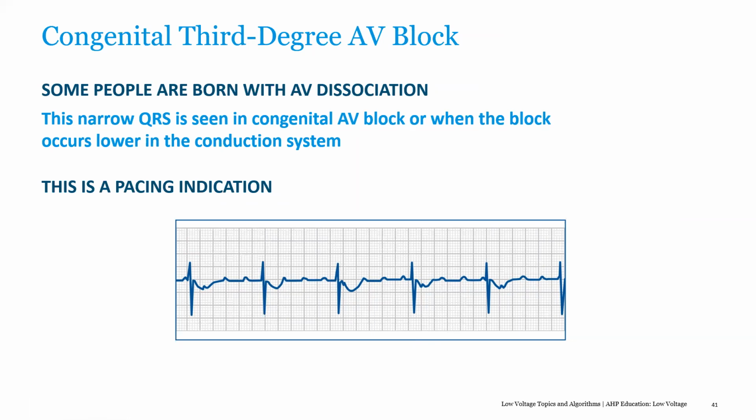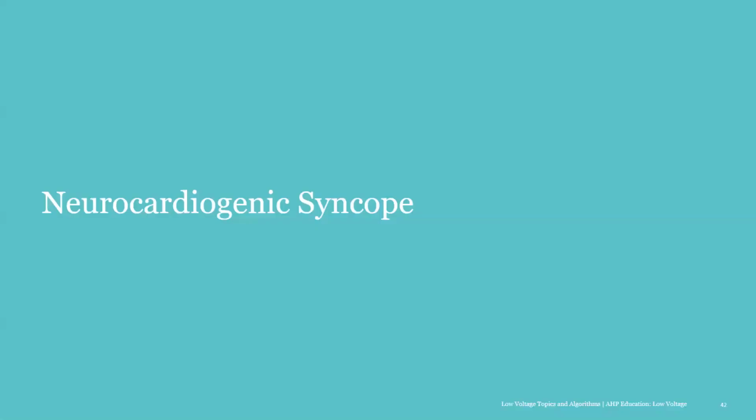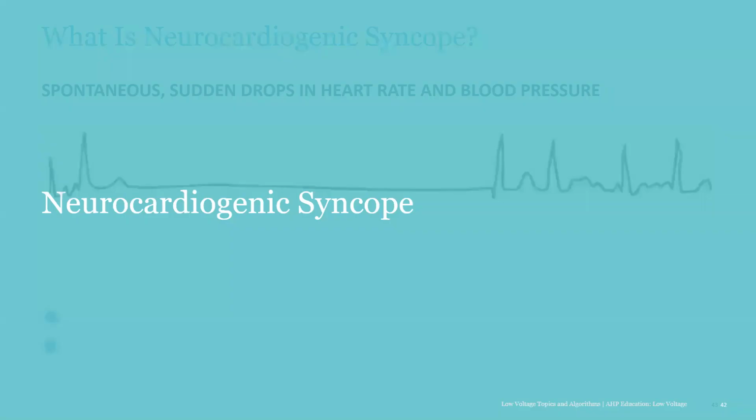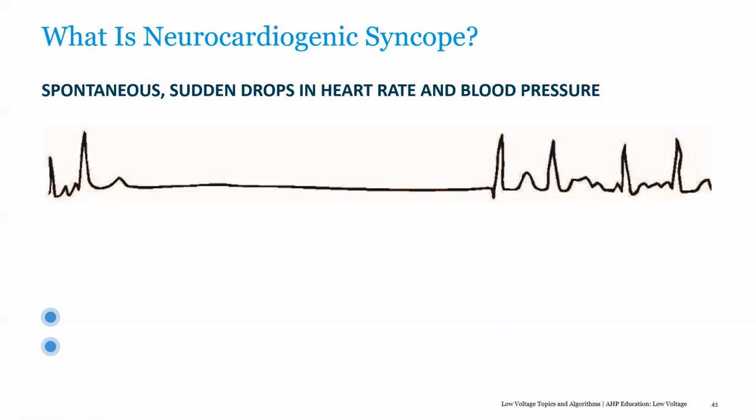The third and final fun type is neurocardiogenic syncope. These patients can be kind of hard to program for, but I'll show you why. Spontaneous sudden drops in heart rate and blood pressure. Basically, all of a sudden, with no fault of their own, their heart stops, the blood pressure decreases, and they fall out.